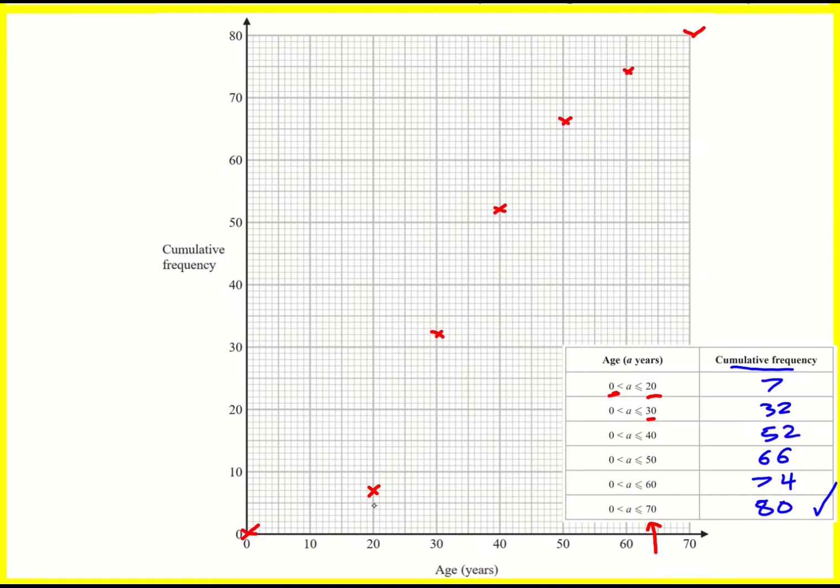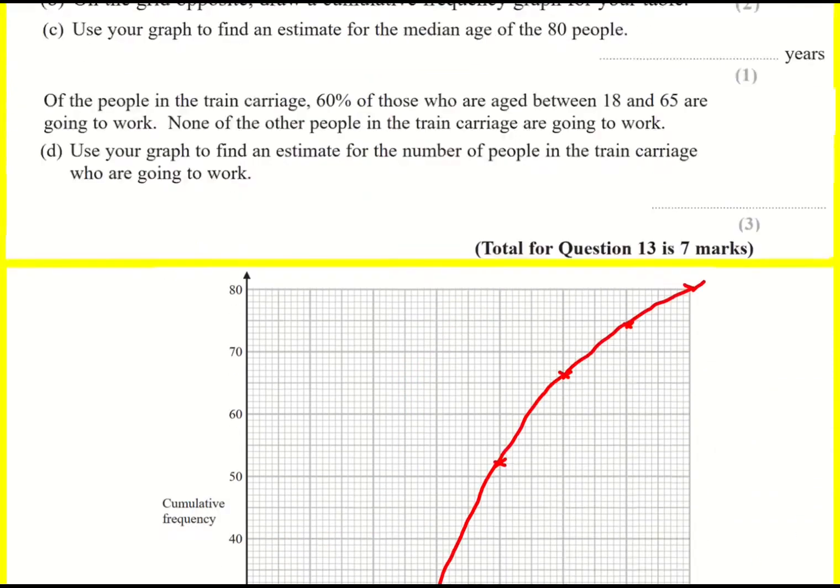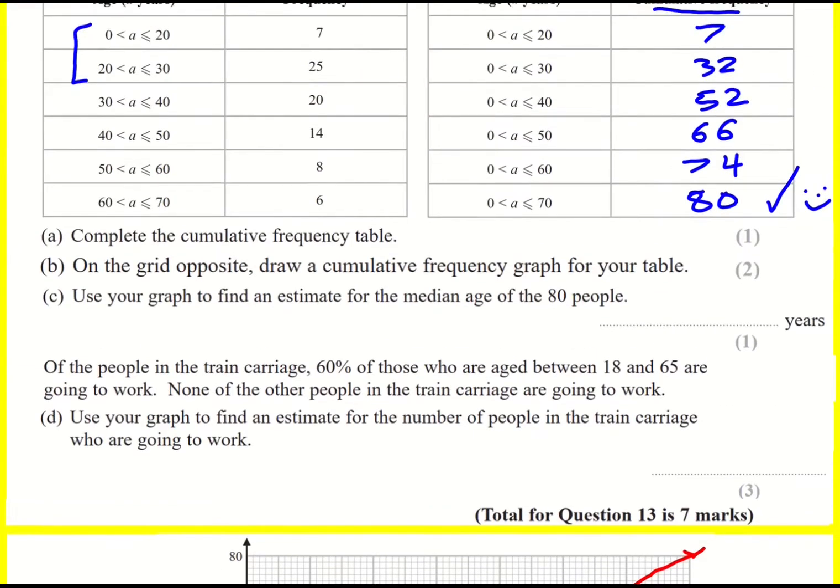And you can either join these up with a ruler, or you can try and draw a nice smooth curve. It's sometimes a little bit tricky on a computer to do this, but I'll give it a go. Okay, not too bad. That is my cumulative frequency graph.